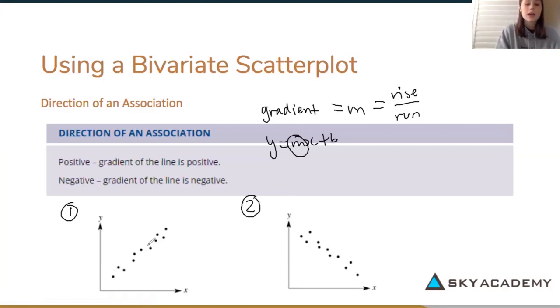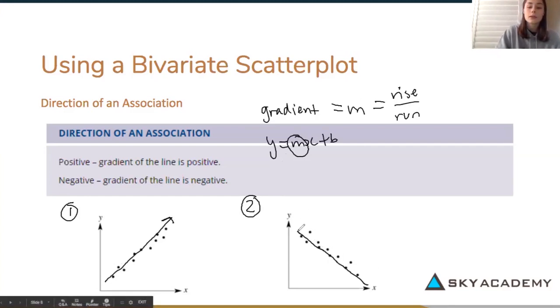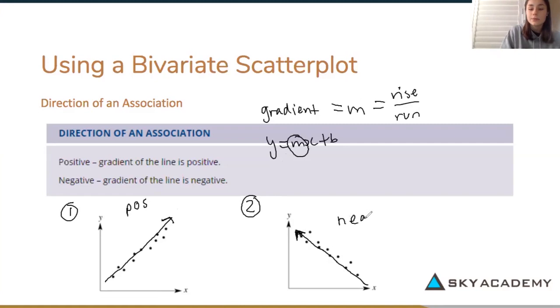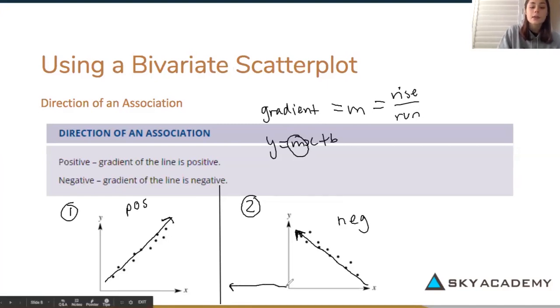So if I drew a line to mirror the dots again, a line that travels in this direction would be positive, and a line that travels in this direction would be negative. Now, once again, I have a little way to remember it. It might be helpful, it might not be helpful. I'm just going to say it, and hopefully it's helpful.